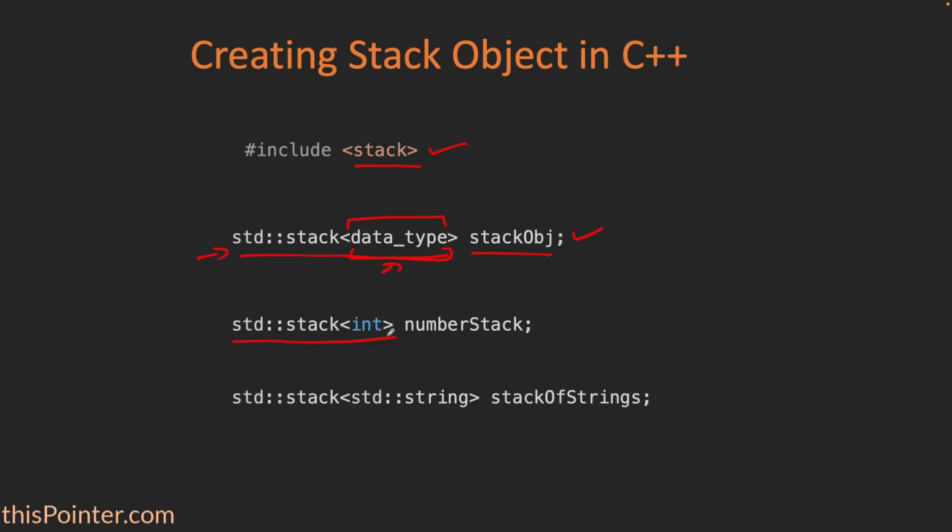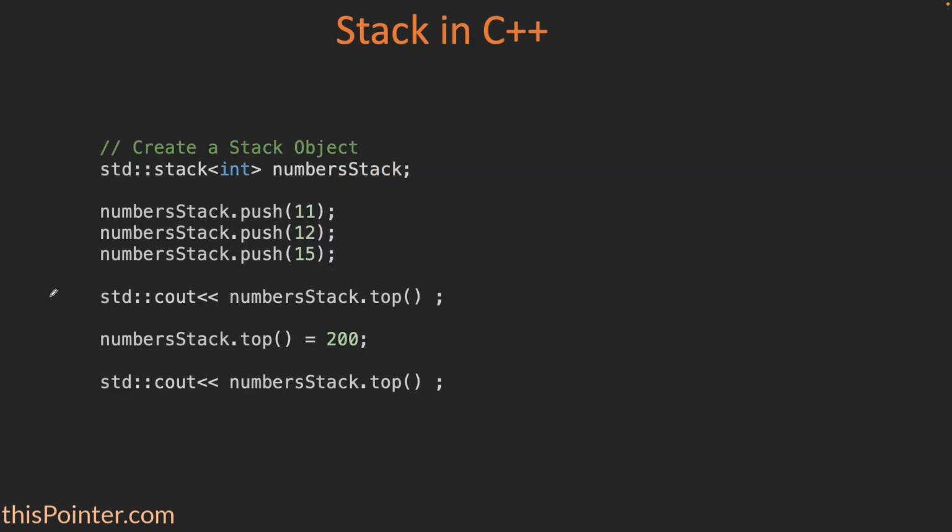For example, if you want to create a stack of integers, then you need to pass int as the template parameter. Similarly, here we are creating a stack of strings and we are passing std::string as the template parameter. Now it's clear how we can create a stack of integers or a stack of strings. Similarly, we can create a stack of any data type. For that, we can pass a data type into the template parameter while creating the stack object. Now let's move to the next part.